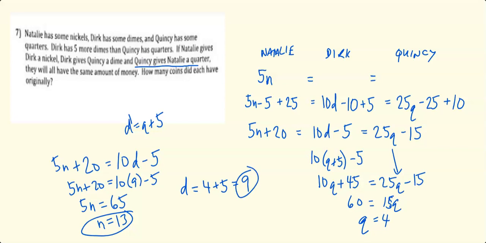Now if we wanted to, we could figure out how much money they all ended up with in the end, but it's not necessary because they didn't ask for that. But if we wanted to do that, we could just plug in a 13 for n. That would give us 85. If we plugged in a 9 for D, that gives us 85, and a 4 for Q, that gives us 85. So they all have 85 cents at the end. So it's kind of a tricky problem.